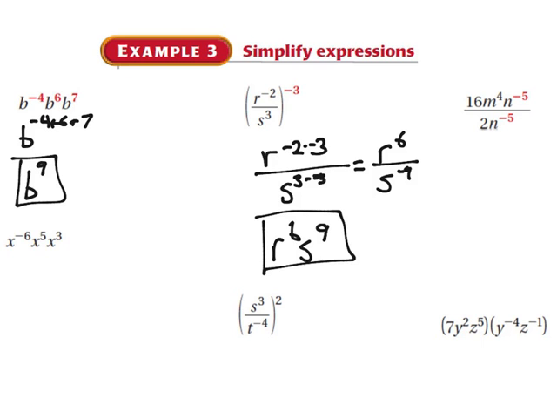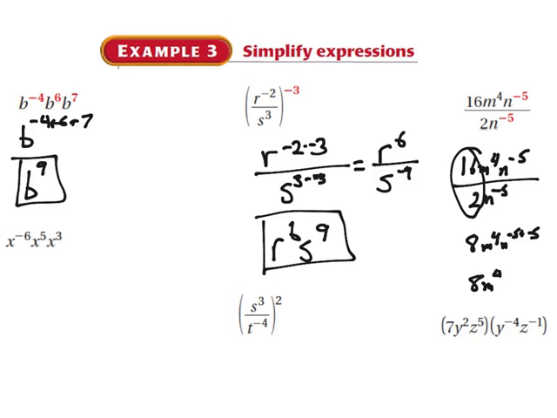Okay. Same thing on this last one. Now we have 16 m to the 4th, n to the negative 5th, over 2 to the n to the negative 5th. Well, these two reduce to 8, so 8 goes on top. We have m to the 4th because nothing happens to it, and then we're going to get n to the negative 5 plus negative 5. And so essentially what we get is n to the 0, which is 1. And so 8 m to the 4th is our answer.